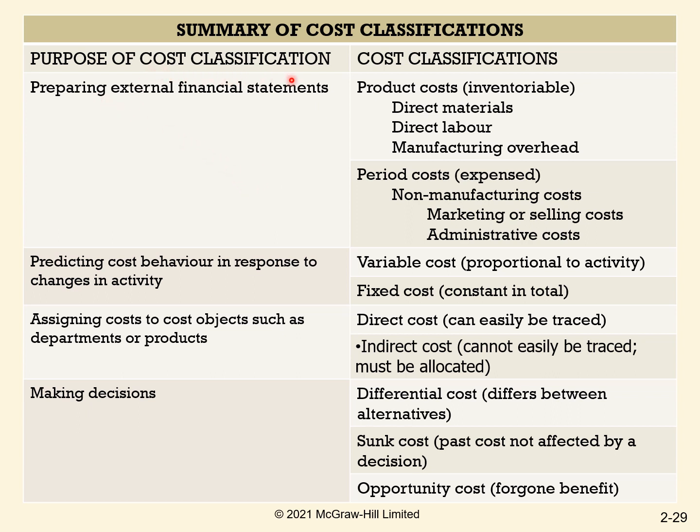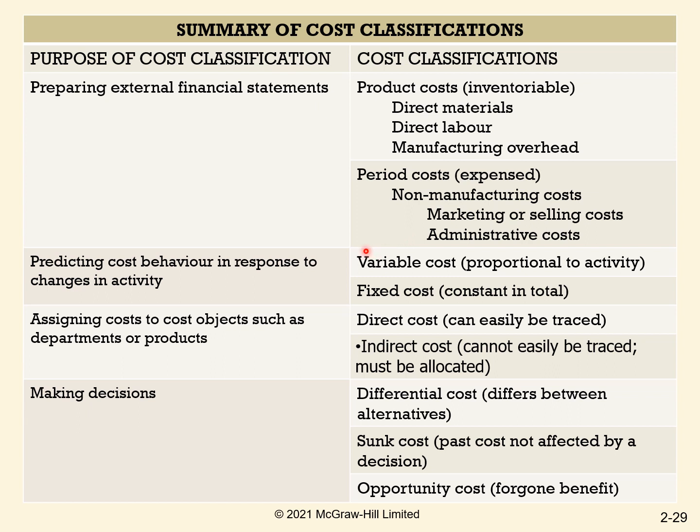So the purpose of our cost classification for the first one, for preparing external financial statements, we care about those product costs we've talked about. Product costs are inventoriable because, if you remember, they're going to hit our balance sheet first as inventory and then they are expensed as the product is sold, and they consist of our direct materials, our direct labor, and our manufacturing overhead. And then we also have our period costs, which are expenses incurred because they're not tied to a specific product. And they consist of our non-manufacturing costs, which are our marketing or selling costs, and our administrative costs.